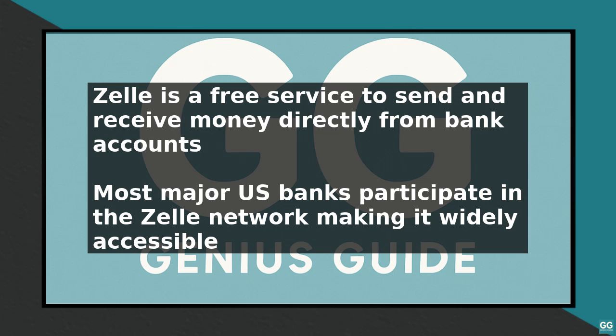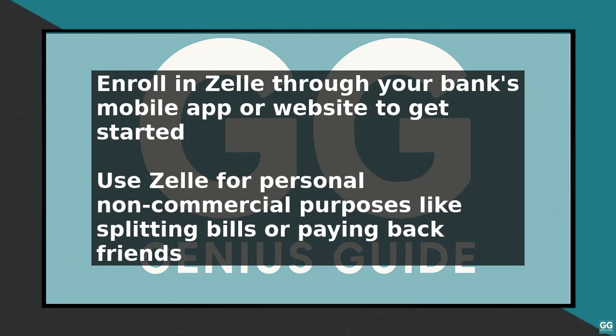First, you should enroll in Zelle through your bank's mobile app or website. Once enrolled, you can start sending money to friends, family, or anyone with a U.S. bank account. It is essential to use Zelle for personal, non-commercial purposes only, such as splitting bills with roommates, paying back friends for dinner, or sending money to family members.